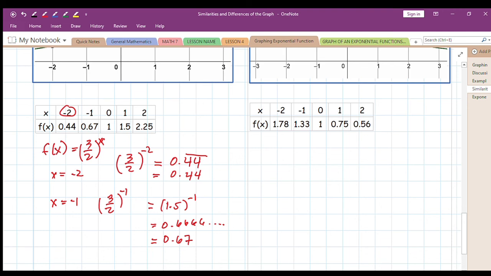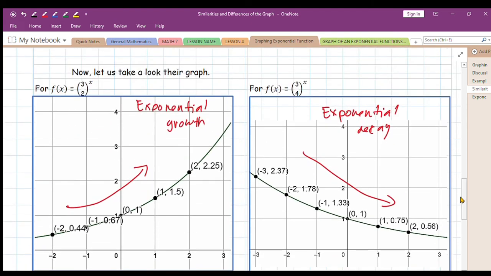So ganyan lang po yung pag-compute or pag-solve ng exponential function. Dapat meron kayong values of x, and then substitute the value of x in the given function. Dito sa given function natin, kailangan lang natin i-substitute dito kung ano po yung nasa table of values na given. Ano po? Same as this one.